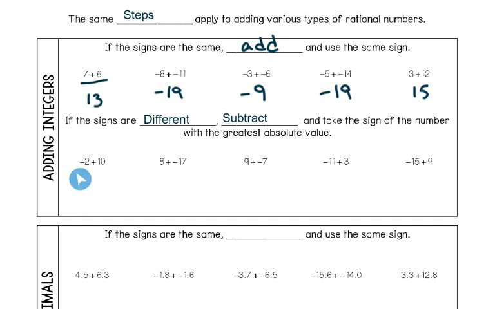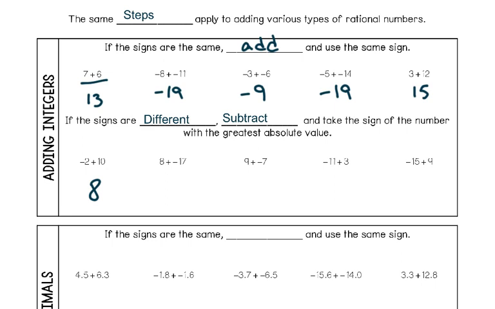So let's look at the first one. It says negative 2 plus 10. So the signs are different, so I'm going to subtract 10 minus 2, which is 8. And then I'm going to look at each number. There are more positive numbers than negatives. If I was looking at counters, I would have more positive counters than negative counters. So my answer, or my sum, would be positive.